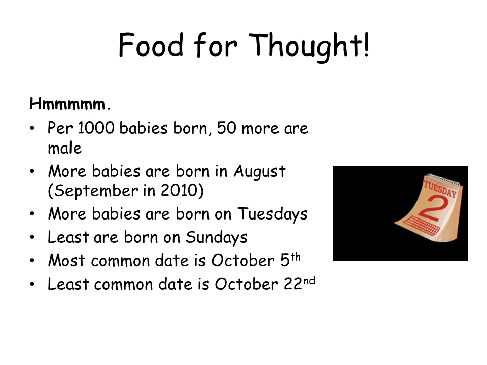So just some interesting statistics that I pulled for you. For every 1,000 babies born, 50 more are male. So more boys are born than girls. More babies are born in August. We had a fluke year in 2010 when more babies were born in September. More babies are born on a Tuesday. Sundays are the day where the least number of babies are born. And the most common birth date is October 5th, and the least common birth date is October 22nd.